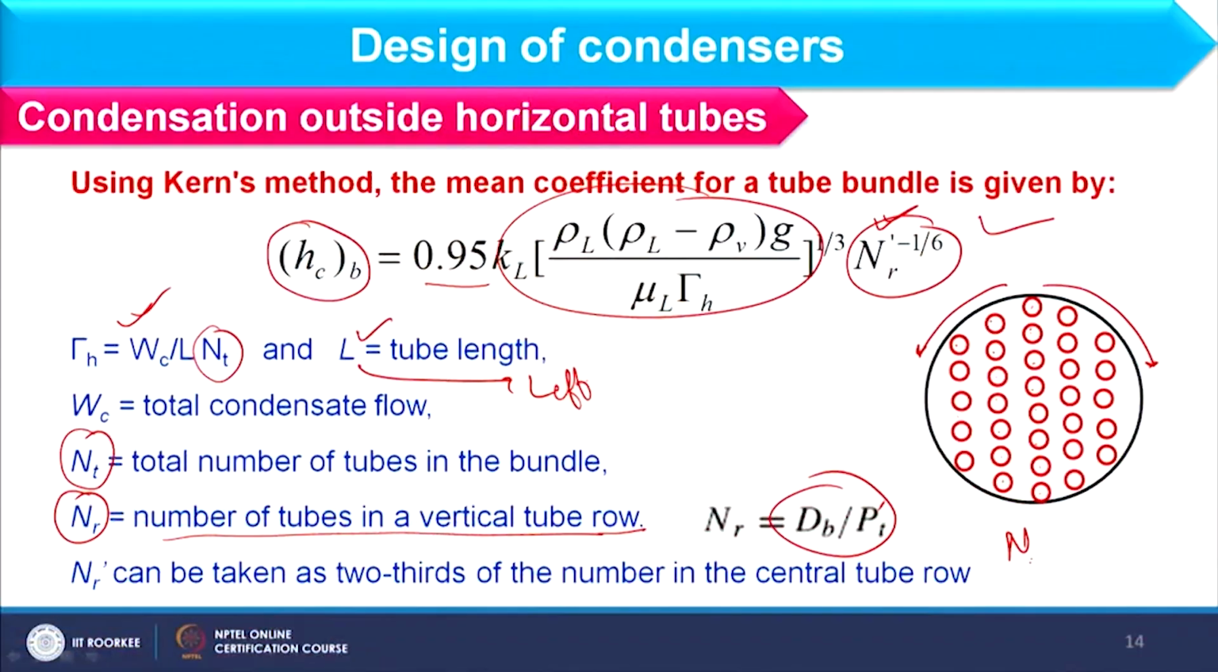So, to average the complete bundle, we consider N_R dash as a different parameter, and that N_R dash is basically 2 by 3 of N_R, which is available at the central line, right. In this way you should consider N_R dash for computing the heat transfer coefficient in the shell side of horizontal tubes, right.